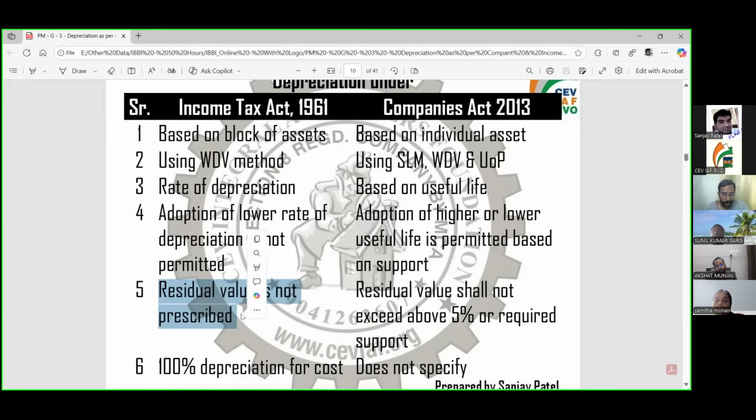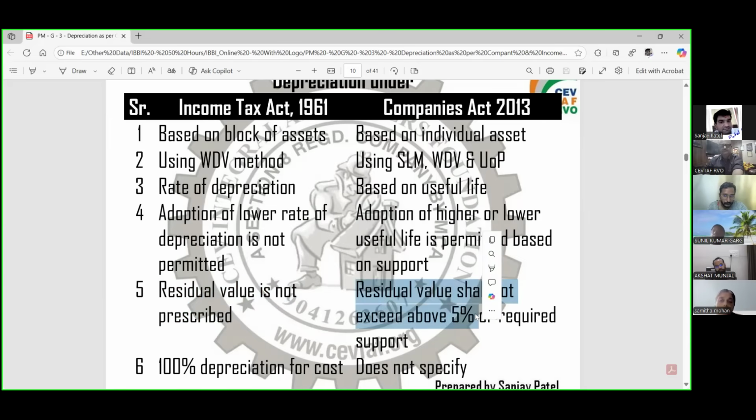Residual value is not prescribed. Under the Income Tax Act, there is no discussion about residual values. But under the Company Act, residual value shall not exceed 5%. For any asset, you cannot adopt more than 5% residual value. If you want to, you can adopt a 6%, 7% or higher residual value of an asset, but you have to give the justification.